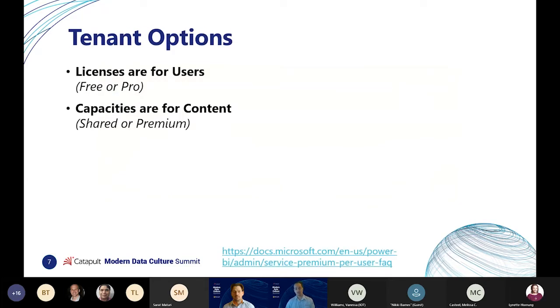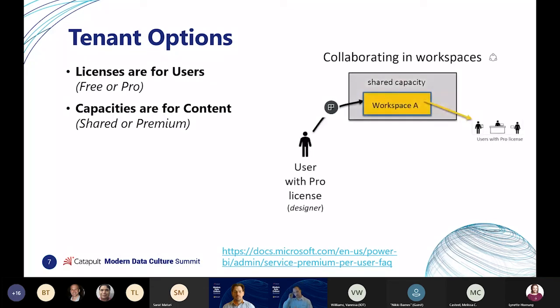Okay, now Microsoft did make some changes very recently to the licensing structure, which I will address, but I'm going to cover how it's been historically for a long time, because there are some different nuances to the platform. So essentially, licenses are for users and capacities are for content. And what this essentially means is that if you're a user with a Pro license, you can publish your content into a group workspace in a shared capacity, which is free, and then that content can be consumed really only by other users with a Pro license.